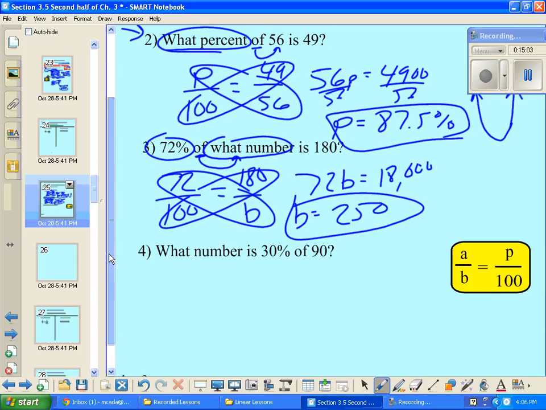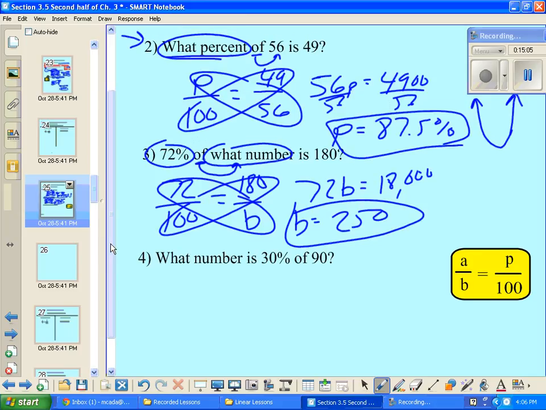That last problem up here says what number is 30% of 90? In this last example, again, I have my percentage, 30%. So 30 out of 100. I know that the number after the word of is usually my base in these kinds of problems. So the number after of is 90 in this case. So 90 is my base, so that goes on the bottom. Then what number is 30% of 90? That's my A. That's my part. That's the one I don't know. So that goes on top in this case.